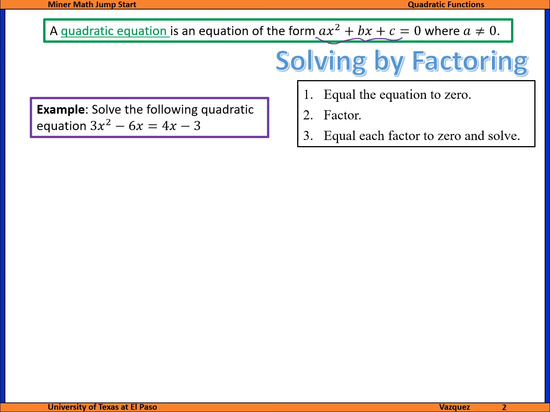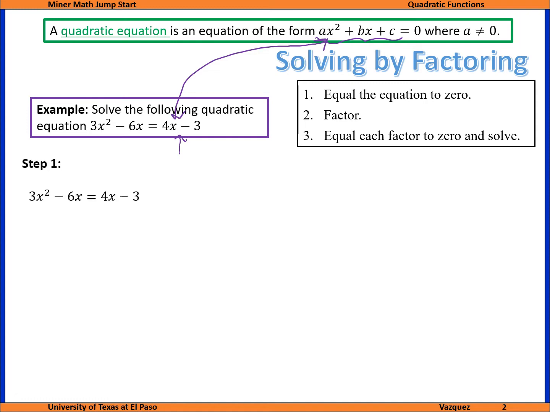Say, for example, they were to ask you to solve the following quadratic equation. Here we have 3x squared minus 6x equals 4x minus 3. But wait a minute, that looks nothing like what we had over here, right? These two look nothing alike. Well, not really. We're just going to manipulate. Remember our algebra skills, we're going to have to use those time and time again in our math classes. We're just going to move everything to one side so that on the right hand side we can have the number 0. So how's that going to work?